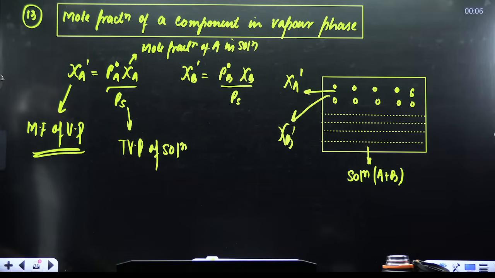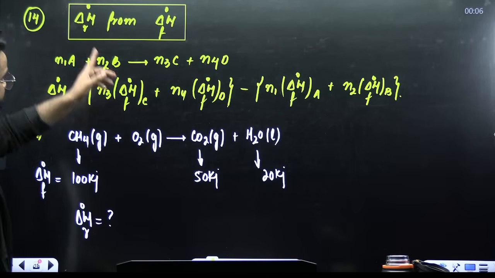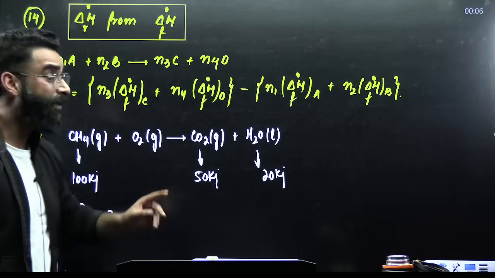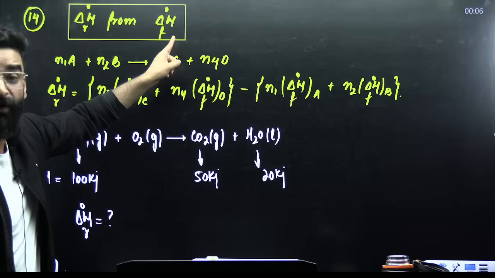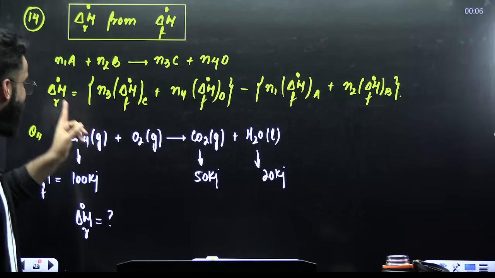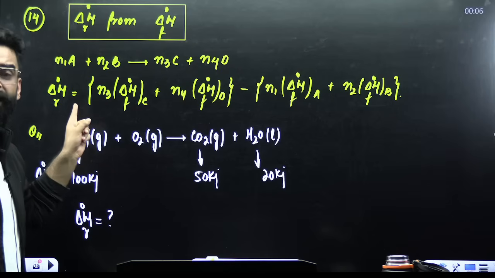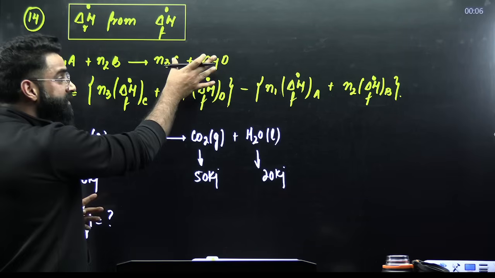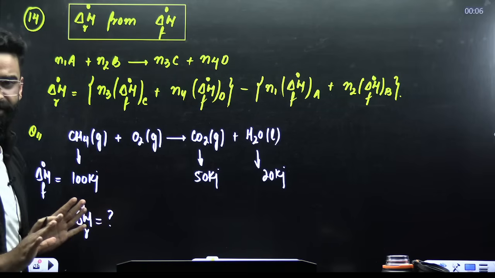Now, my dear students, moving on to the next concept. They'll ask you to calculate the enthalpy of reaction from the enthalpy of formation. Remember, the enthalpy of reaction is always equal to the enthalpy of formation of products minus the enthalpy of formation of reactants.